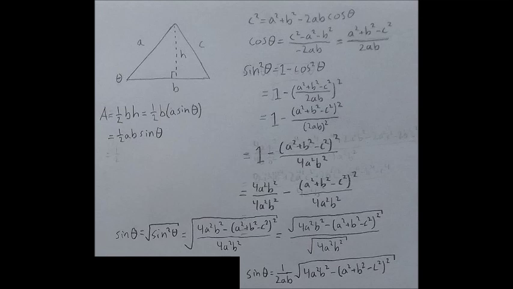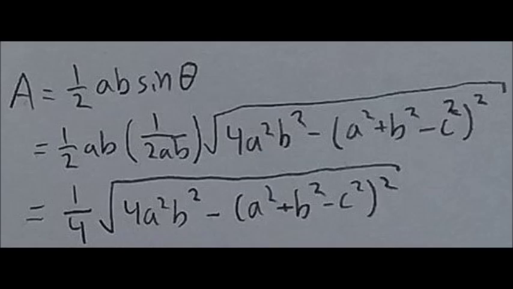This leaves me with sine theta is equal to 1/2ab times the square root of 4a squared b squared minus the quantity (a squared plus b squared minus c squared), all squared. Hold that thought. We'll plug this into the next step. Returning to our expression for area and substituting sine theta from above, we get the following result. Notice that ab cancels with its reciprocal, 1/ab, and 1/2 times 1/2 is equal to 1/4.